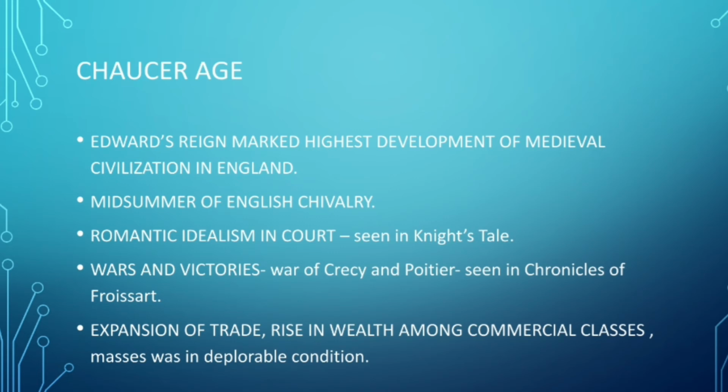Now, Chaucer's age. What kind of an age was he in? Edward's reign was there, which marked the highest development of medieval civilization in England. Then the midsummer of English chivalry. Then romantic idealism in court can be seen, and this can also be seen in the Knight's Tale. War and victory, the wars of Crécy and Poitiers, these can be seen in the Chronicles of Froissart. Then there was the expansion of trade and a rise in wealth among commercial classes.